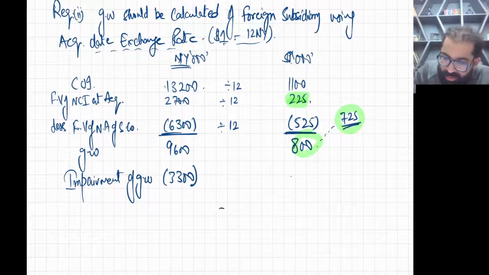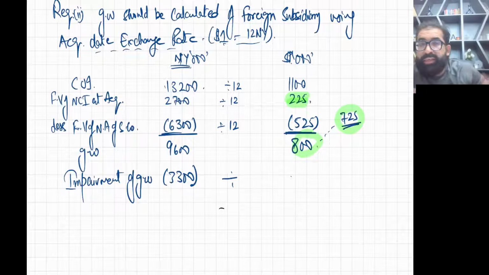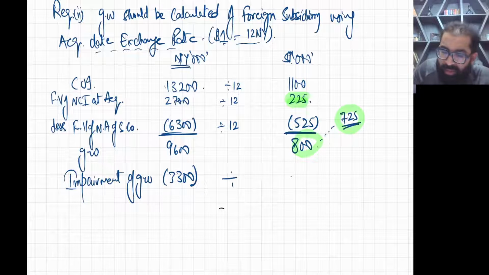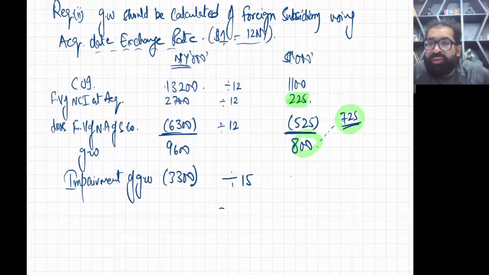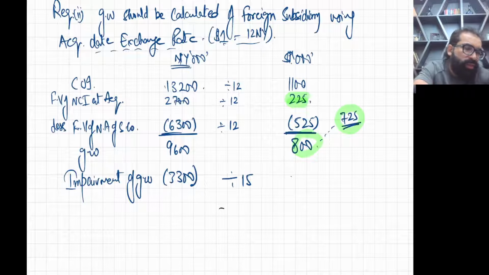As you know, impairment is a for-the-year item. It's an expense, and it is written in the question that it will be retranslated using the average rate. So 3,300 divided by 15. How much is 3,300 divided by 15?